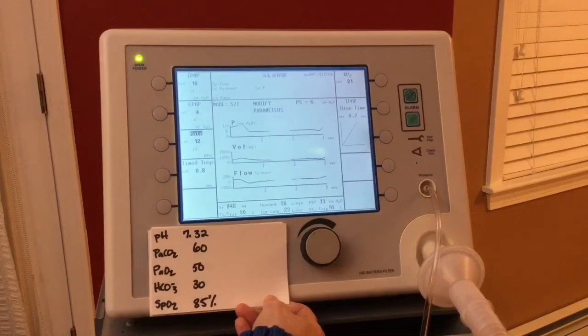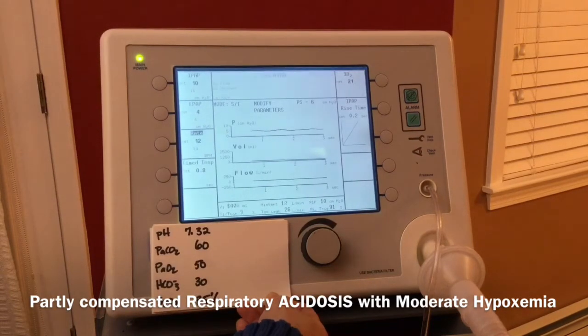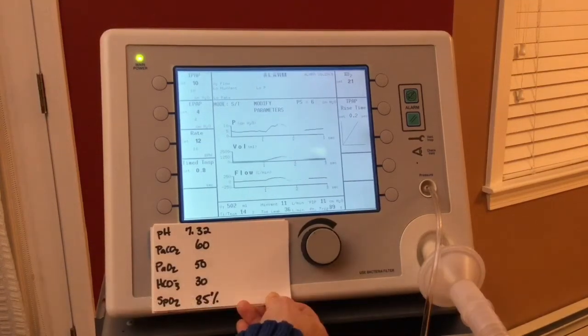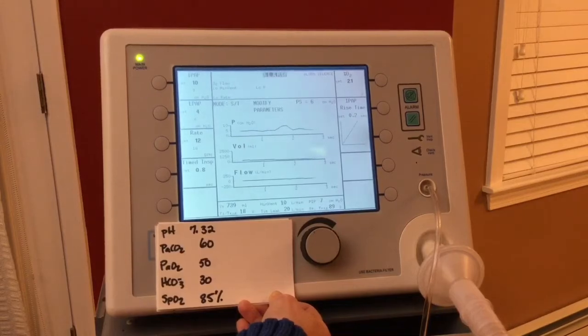Interpret the blood gas. Pause the video. If you interpreted this blood gas as partially compensated respiratory acidosis with moderate hypoxemia, you were correct. Is this disturbance a ventilatory issue or an oxygenation issue or both? Pause the video. If you said this was a combined ventilation and oxygenation issue, you were correct.